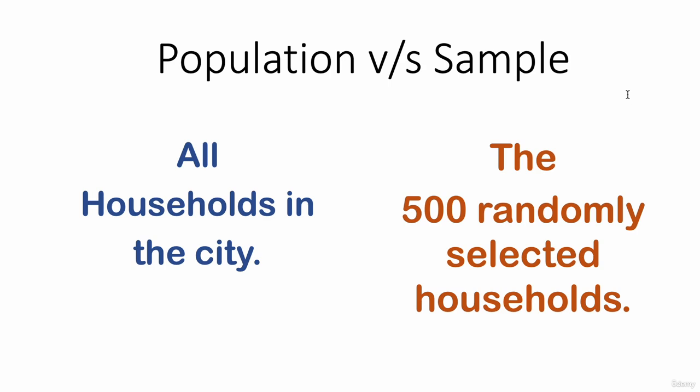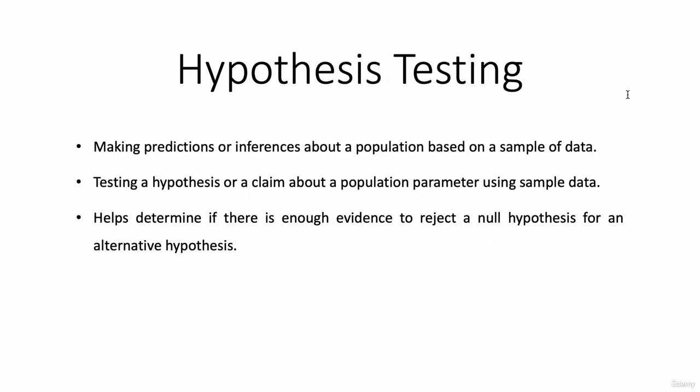So this is a very easy and clear difference between population and sample, and let's proceed to understanding what inferences mean. To understand what inferences mean, you have to understand hypothesis testing. Hypothesis testing is about making predictions or inferences about a population based on sample data. Actually, it is testing a hypothesis or claim about a population parameter using sample data, which helps you determine if there is enough evidence to reject a null hypothesis in favor of an alternative hypothesis.